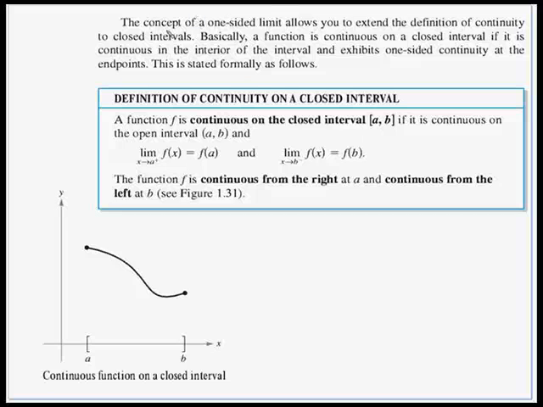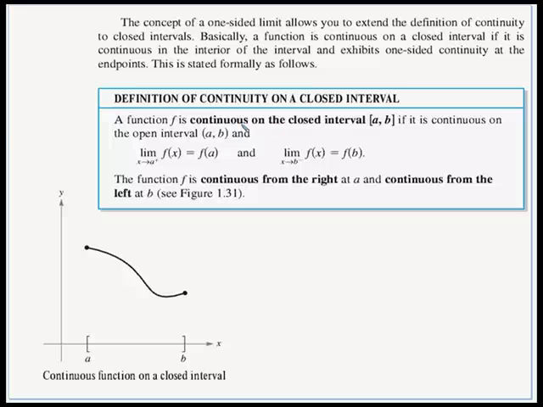So the concept of a one-sided limit allows us to extend the definition of continuity to closed intervals. Basically, a function is continuous on a closed interval if it is continuous across the interior of that interval and exhibits one-sided continuity at the endpoints. And this is stated formally as follows.